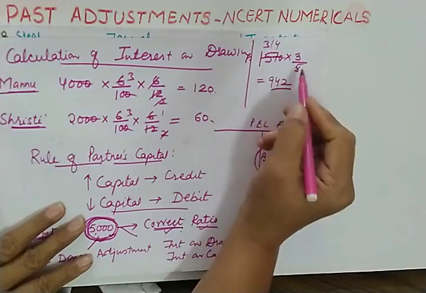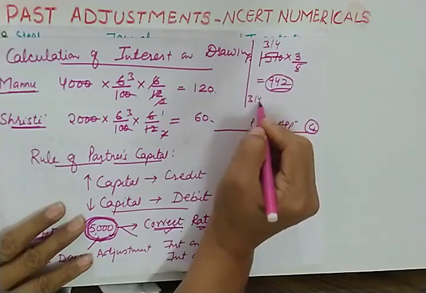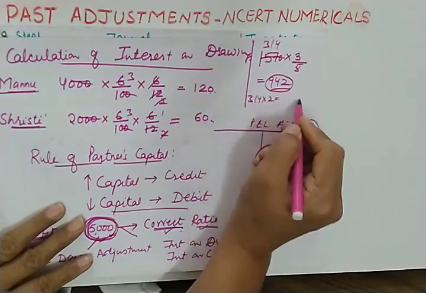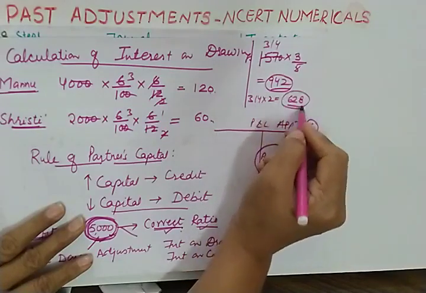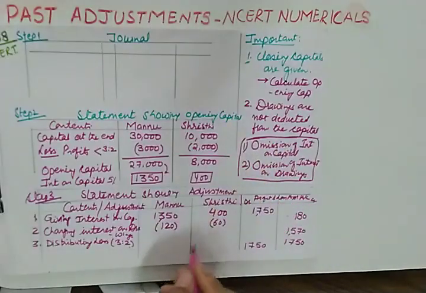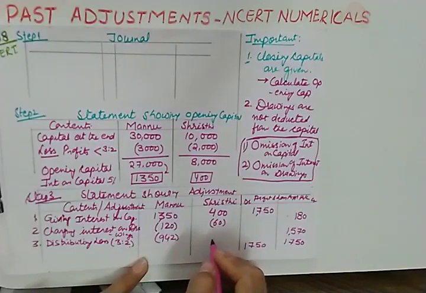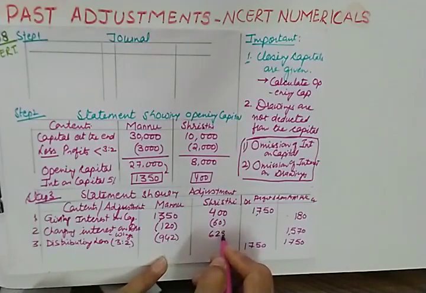So this will give you 942 for Manu, and if you multiply this by 2826, this is a loss of Srishti. So it is 942 loss. That's why you will put negative sign. Likewise here also it is 628.